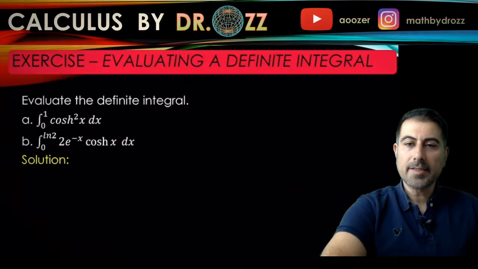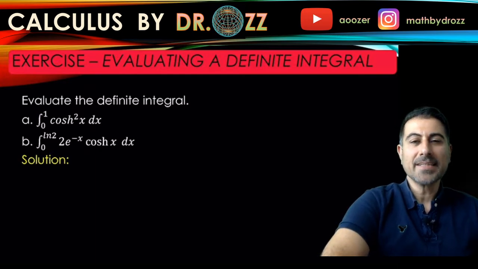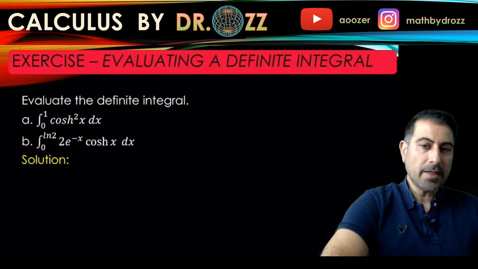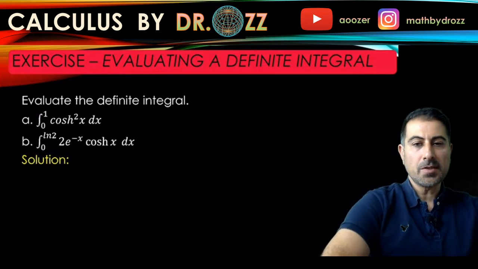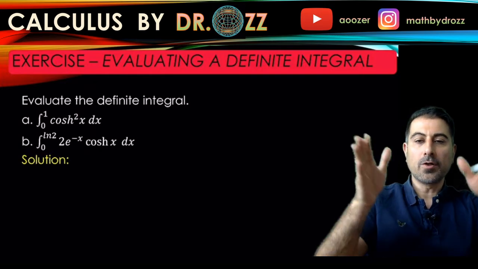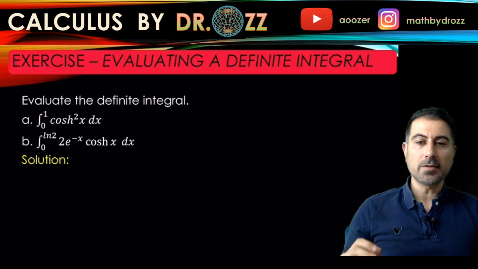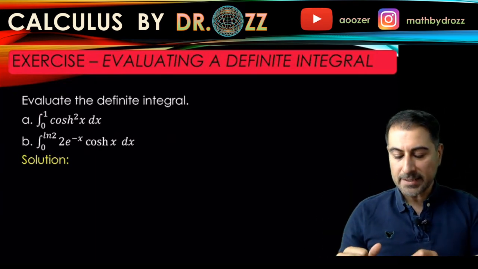All right, so let's take care of the very first definite integral. That's the integral from 0 to 1, cosine hyperbolic squared x dx. First of all, cosine hyperbolic squared x is a non-negative function. So you may treat this integral as the area between the curve cosine hyperbolic squared x, for the part of the graph between 0 and 1, and the x-axis.